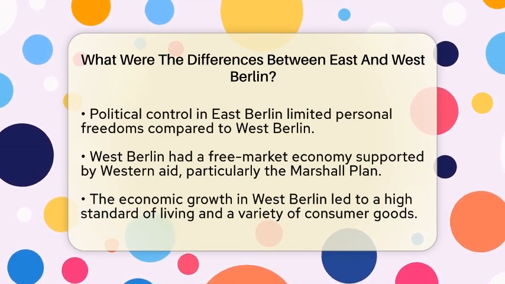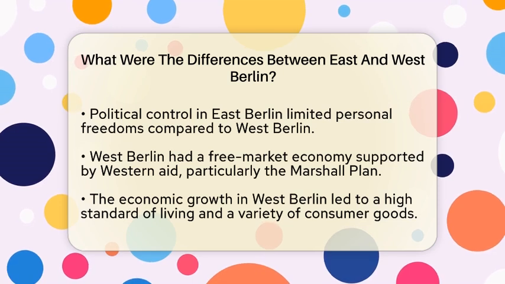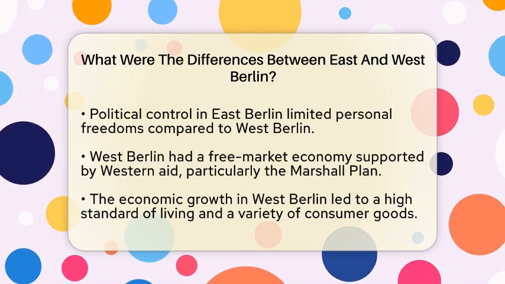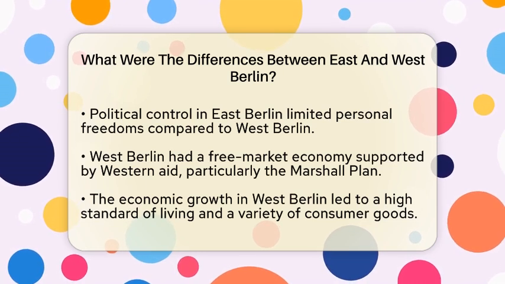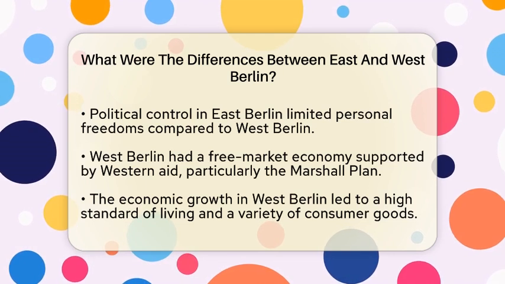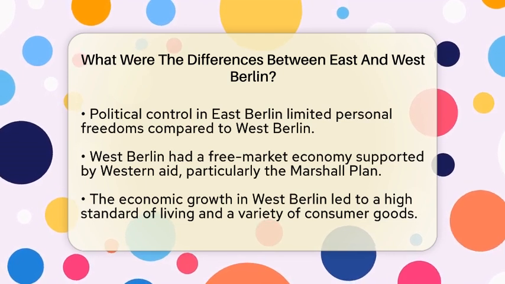On the other hand, East Berlin followed a centrally planned economy. This system faced many inefficiencies, leading to shortages of goods and lower living standards. The economy was less dynamic, offering limited choices for consumers.